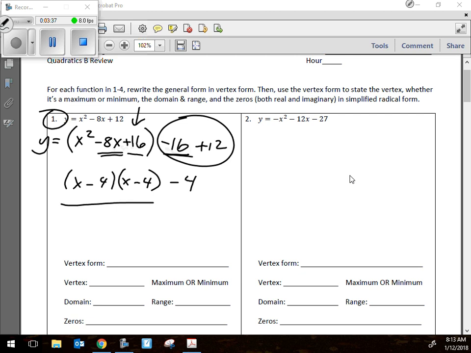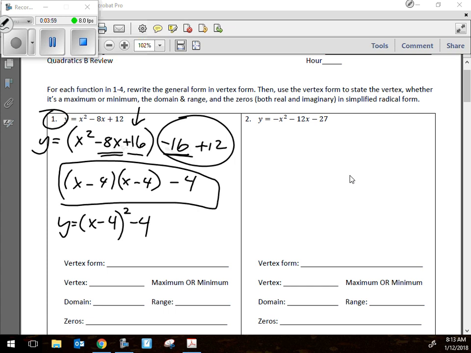Anyway, this form is just kind of a mix of a couple forms. It's not a vertex, it's not factored, it's not general, it's not anything. Okay, this doesn't have a name. But if I put it together, yeah, I did it right. If I put it together, now it's in vertex form.